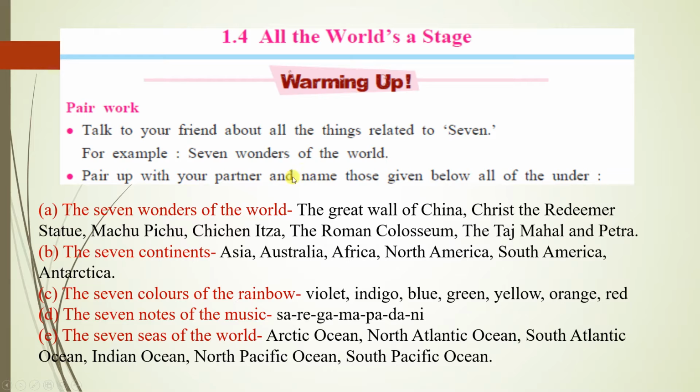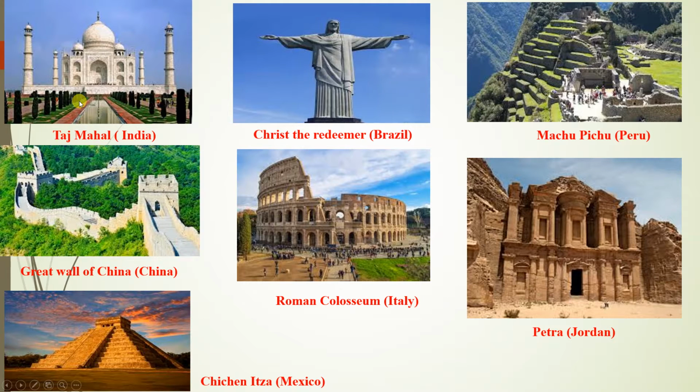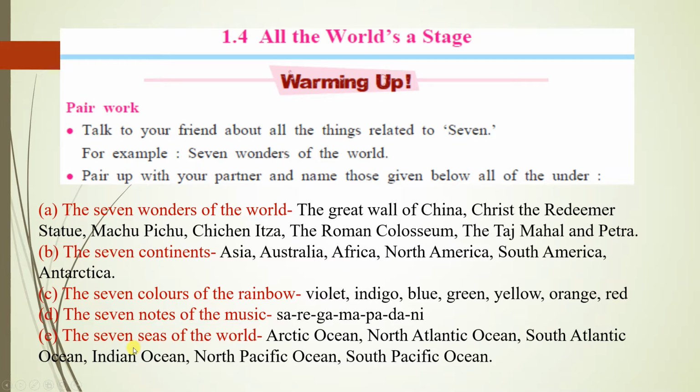So pair up with your partner and name those given below. Okay, so the seven wonders of the world. We will see the seven wonders of the world here: Taj Mahal in India, then Christ the Redeemer, Brazil, Machu Picchu in Peru, Great Wall of China, Roman Colosseum, Italy, then Petra, Jordan, then Chichen Itza in Mexico. So these are the seven wonders of the world.